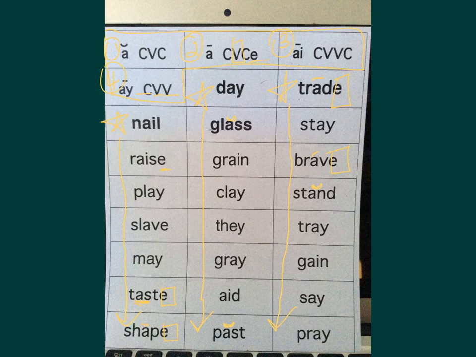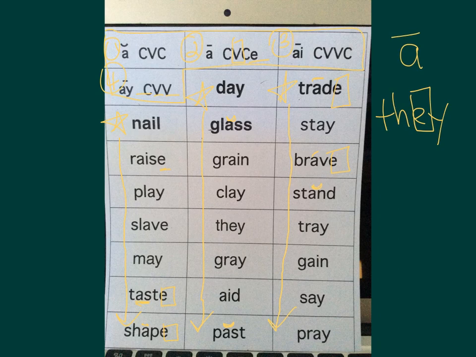There is going to be an oddball this week. I have a word that makes the long A sound here. That word is they. At the end of the word, you hear long A, but it is spelled differently. It is spelled with an EY instead of an AY. So that's going to be your oddball this week.